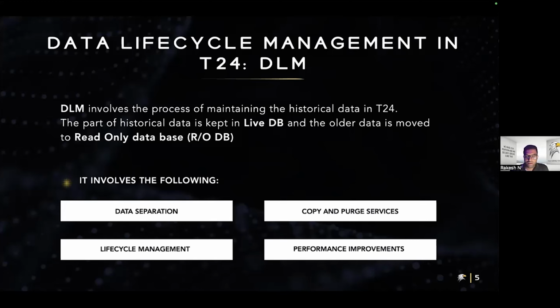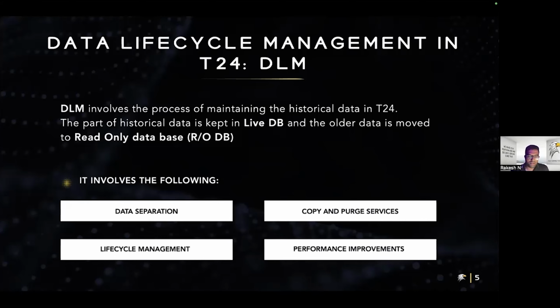And then copy and purge services. This is how we'll move the data from live to RO, then RO to archival, and after copying, purging, nothing but deleting the data. We'll make sure all the required data is copied, and then we'll delete the copied data in live. We have linked the live and RO databases together, so we can fetch the details from RO whenever it is required, and the live DB will be light.